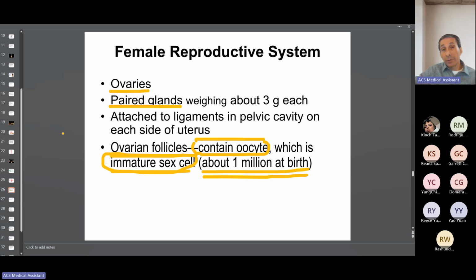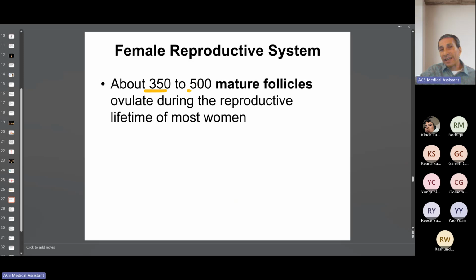By the time you start having your menstrual period, you're going to have between 350 and 500 mature follicles. And those are the ones that you will be releasing during all your reproductive lifetime, during ovulation. So after you have 1 million when you were born, during this time that you are not fertile yet, some of these immature cells are going to die. And you're going to end up with 350 to 500. These are the ones you have when you start menstruating, and one of them is going to be released every month for the time that you're fertile. So that's basically what it is.